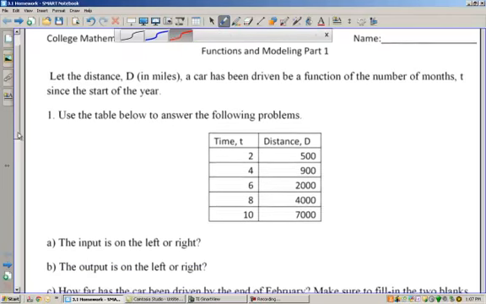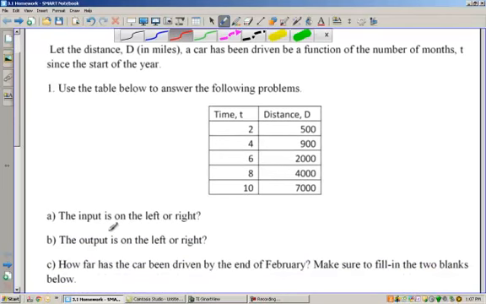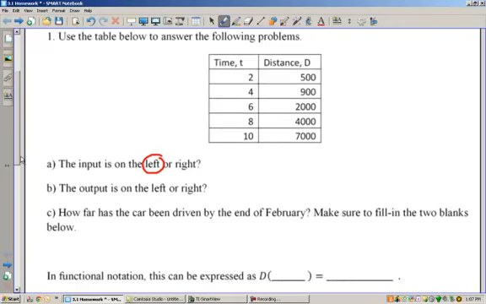We start with a table, and we want to talk about the input. Where is it? Is it on the left or right? It's always on the left. And that means the output is then on the right. It's just like you would read a table in a restaurant. You look at the left for the food item, that's the input, and on the right you see the price, that's the output. How far has the car been driven by the end of February? Make sure to fill in the 2 blanks below.